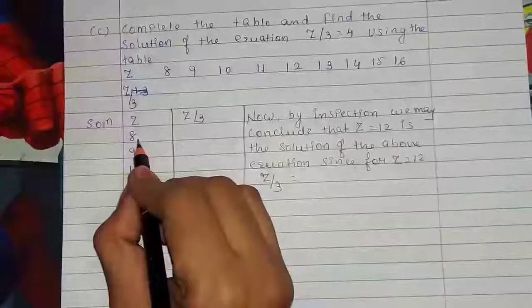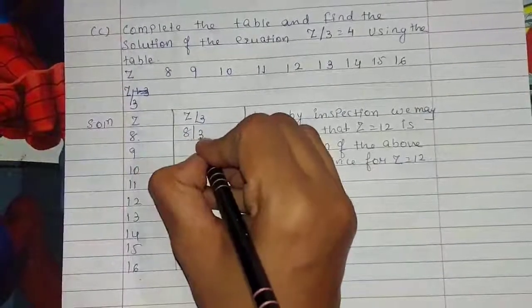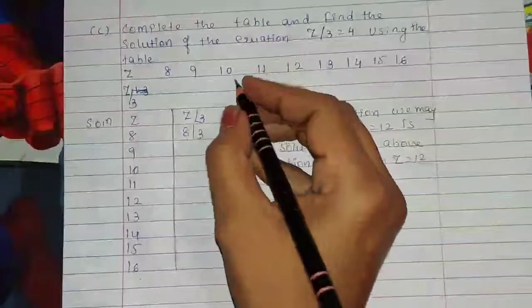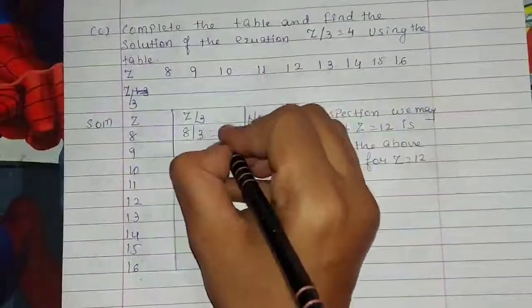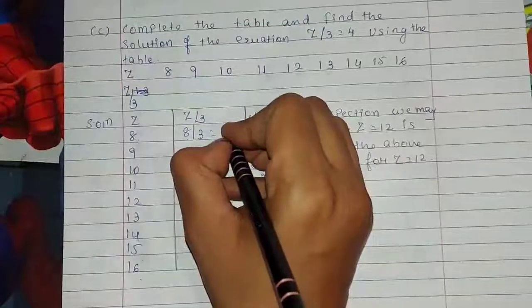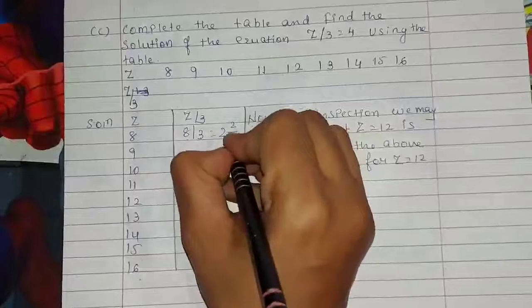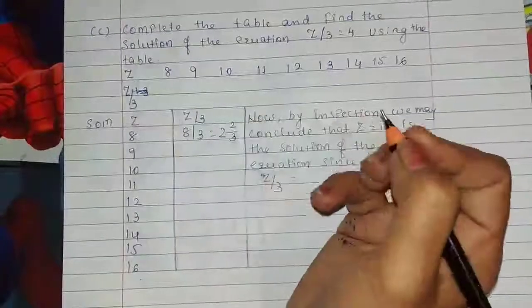So z equals 8. First of all, 8 upon 3. Now this is an improper fraction because the numerator is greater than the denominator. If we convert it into a mixed number, dividing 8 by 3, we will get 2 integer 2 upon 3, since 2 threes are 6, and 6 plus 2 is 8.